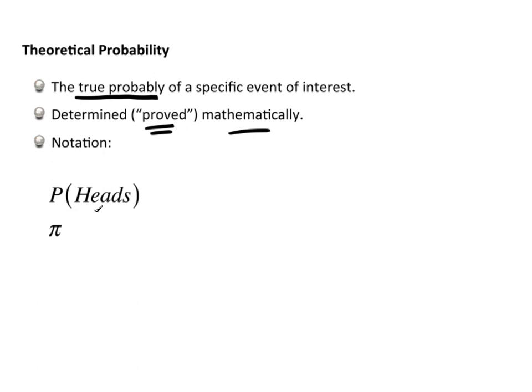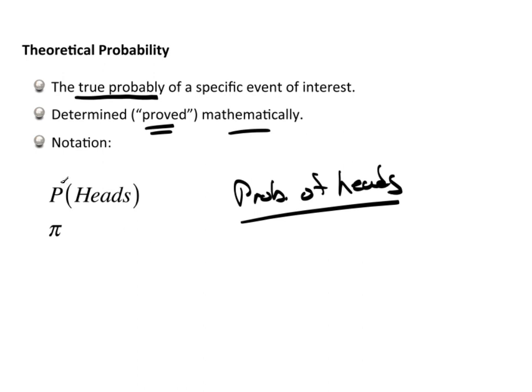Notation-wise, it's the exact same thing as we did before, only there's no hat. So this again is read as the probability of heads, or the probability of observing a head. And because there's no hat here, this is the theoretical. So you could say the theoretical probability of a head.